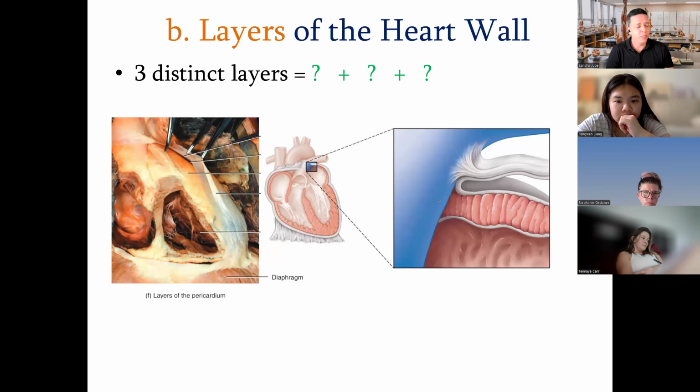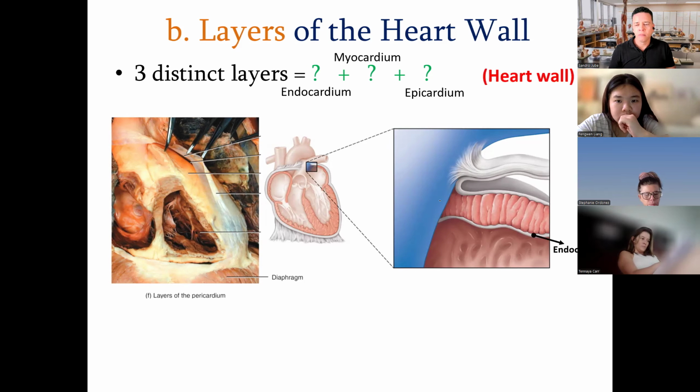Now, our heart is made of 3 different layers. 3 different layers that make up the heart wall. We have an inner layer called the endocardium. Endo means inside. We have a middle layer called the myocardium. Myo means muscle. And then we have an outer layer called the epicardium. Epi means surrounding. Okay? So again, we have endocardium, myocardium, and epicardium.